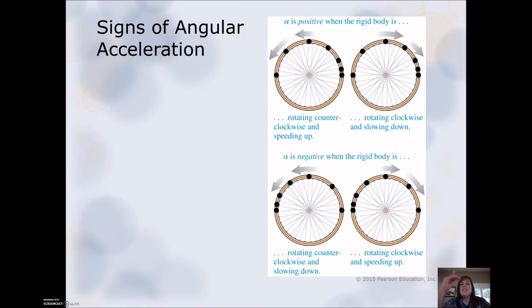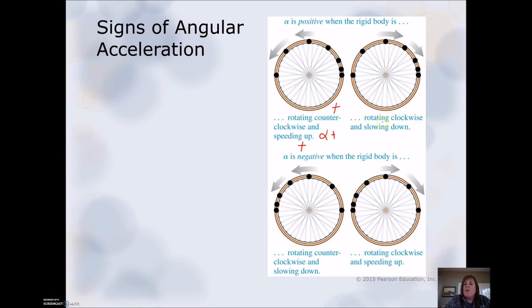Of course, there are signs of angular acceleration. Remember in linear motion, we talked about how if you had a positive acceleration, you were speeding up in the positive direction or slowing down in the negative. Remember, we went through that whole plus, plus, plus, minus scenario to come up with our signs of acceleration. Well, the same is true for angular acceleration. What I like to do is call rotating counterclockwise the positive direction. I call speeding up positive. So if I am rotating counterclockwise, that's a positive. Speeding up is a positive, so that makes my acceleration positive.